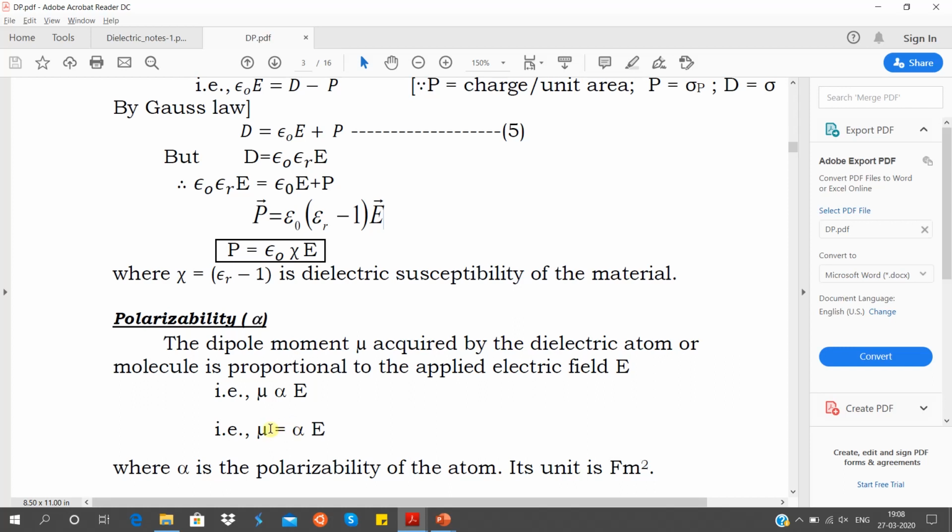If I want the total polarization, you all remember that total polarization is how many dipoles are there into the dipole moment of each dipole, that means the net dipole moment. So polarization will be n number of dipoles into the dipole moment mu. That means n number of dipoles into alpha into E. We'll be using these expressions further in the next session.